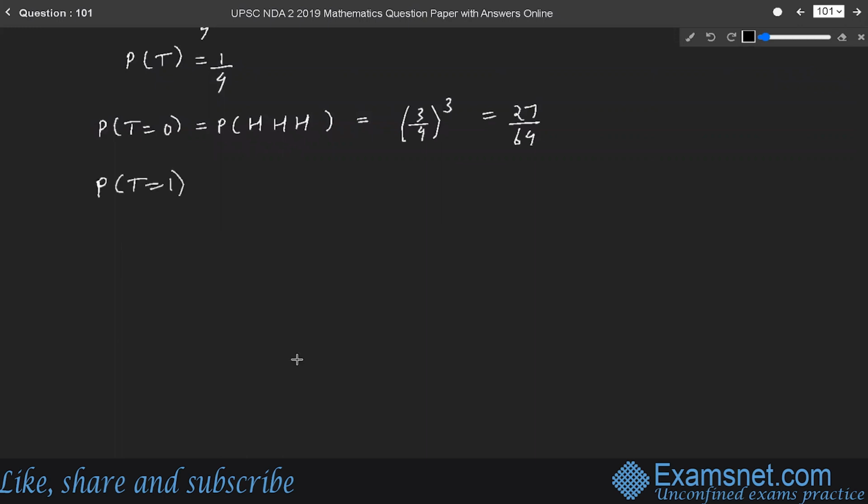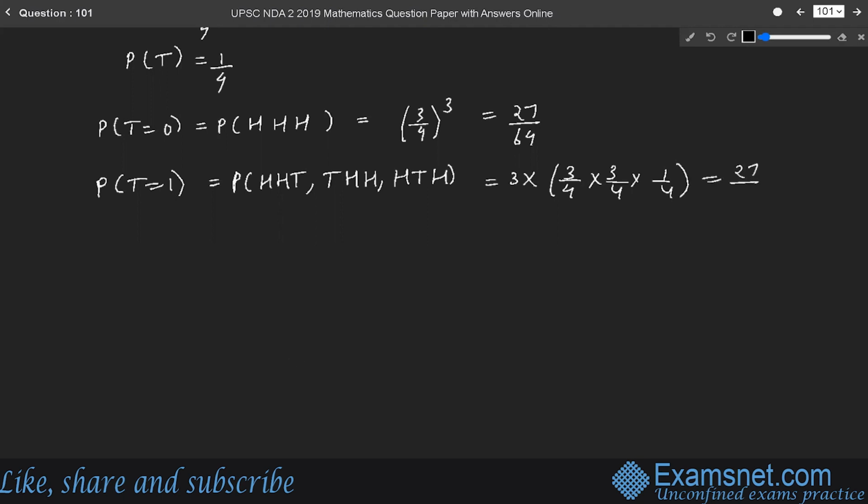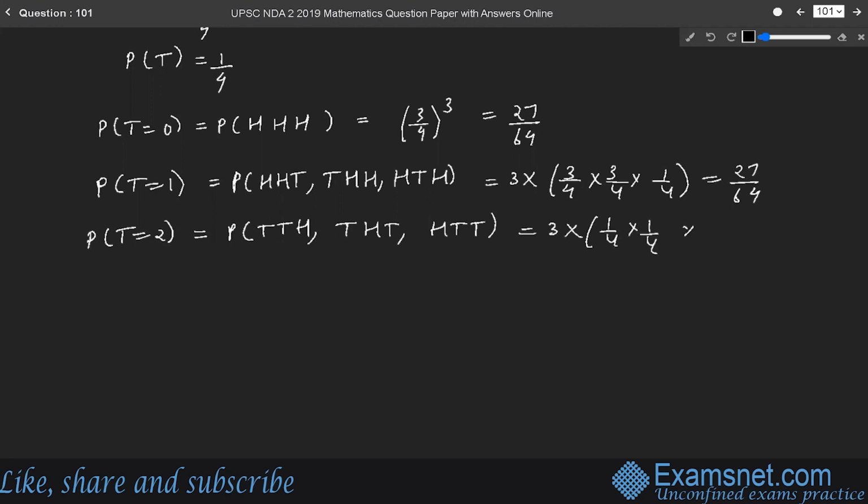t is equal to 1 will be equal to P of HHT, THH and HTH. So it will be equal to 3 into 3/4 into 3/4 into 1/4, which is equal to 27 upon 64. Again, P of t is equal to 2 will be P of TTH, THT and HTT. So it will be equal to 3 into 1/4 into 1/4 into 3/4. Again, it will be equal to 9 upon 64.